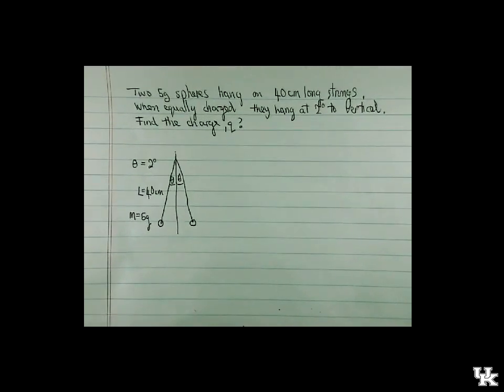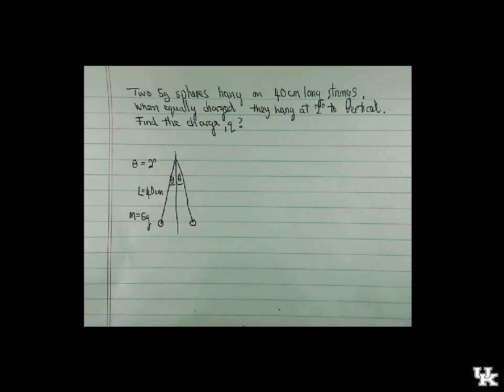As I say, we've got two 5-gram masses, two 40-centimeter long strings, and a 2-degree angle to the vertical. So that's our problem, and we want to find the charges on these masses. When I read a problem like this, I start making an image of the problem in my head. I want to transfer that image to paper, draw it with pen and paper, to make the problem concrete, to understand it in a concrete way.